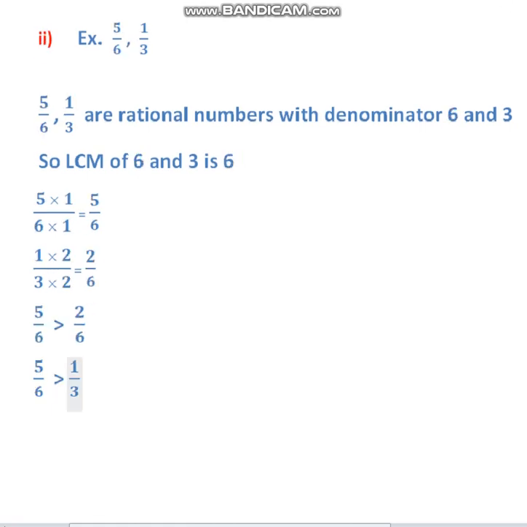Here is your second question. In this question the rational numbers given are 5 by 6 and 1 by 3. Again the same case, both are positive rational numbers. If both are positive rational numbers, we have to go for their equivalent fractions. So again we check the denominators. 6 is the denominator of the first one, 3 is the denominator of the second one. For this we find the LCM, and the LCM of 6 and 3 is 6. So 6 will be the new denominator.